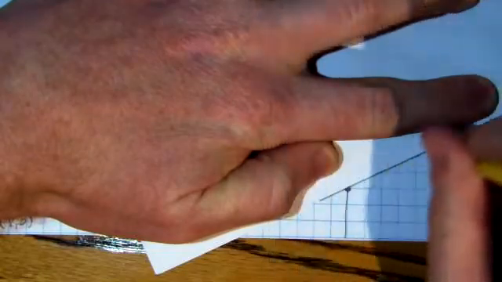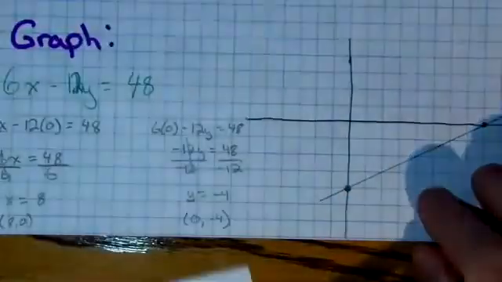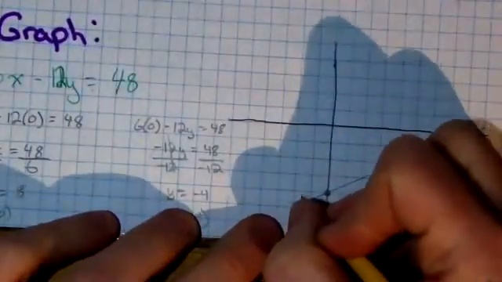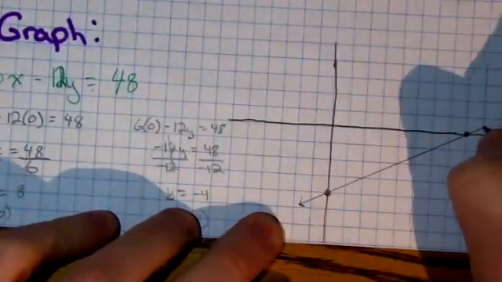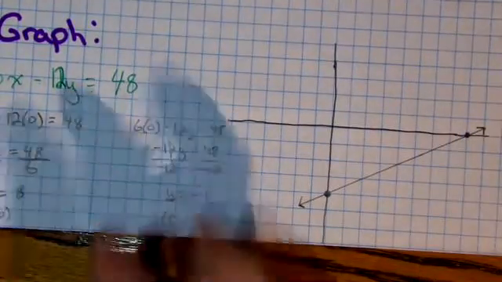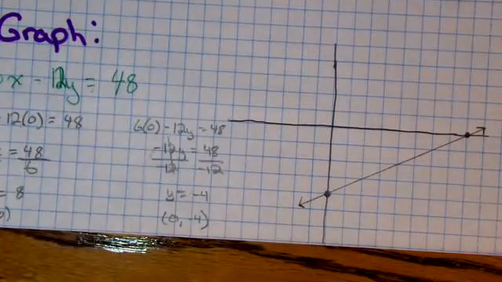Boom. Remember, we connect our dots, but we don't just stop at the dots. We extend because these lines go on and on and on, my friends. Extend it, boom. So the equation 6x minus 12y equals 48 has this line.